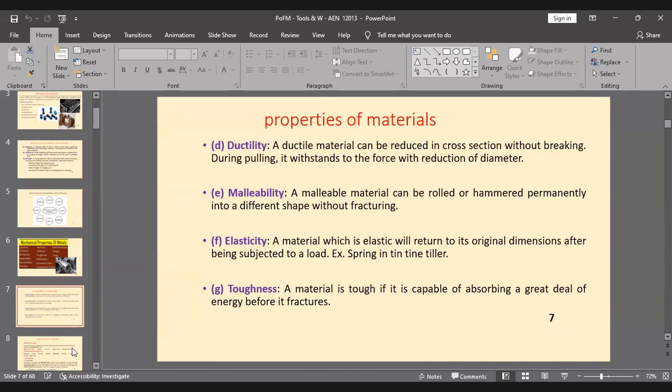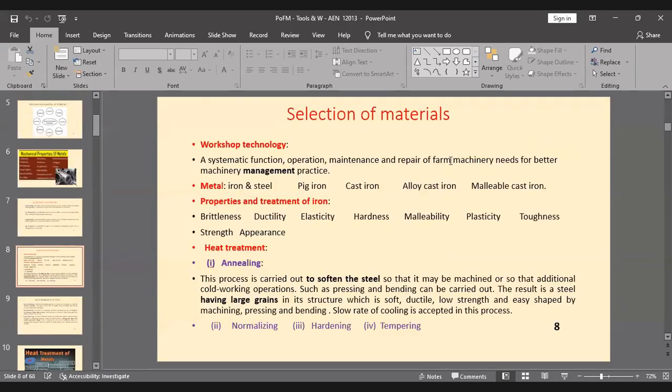Number 8, next slide. Selection of material. This is a very vast subject, but I have already condensed it to around 100 slides. Today I have completed nearly 60 slides. I will show you everything, just to understand with a small introduction of these workshop practices.